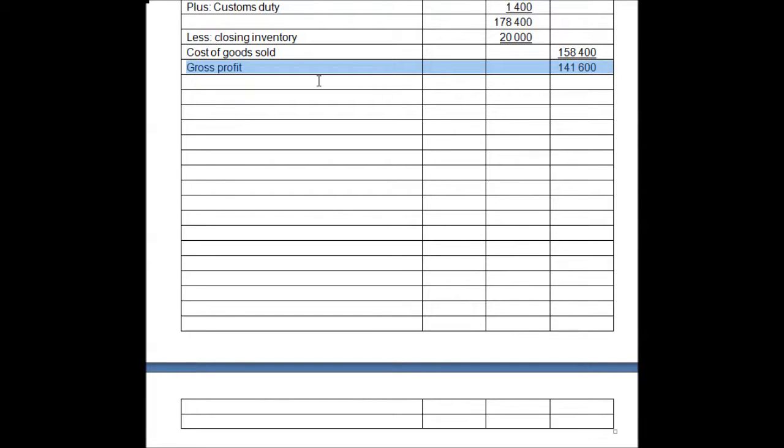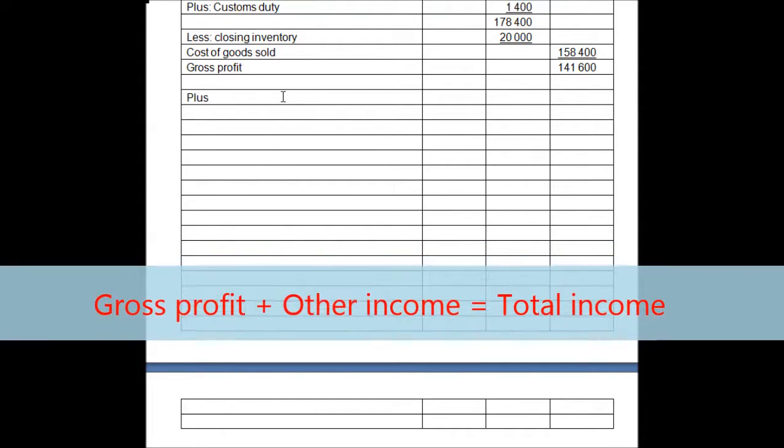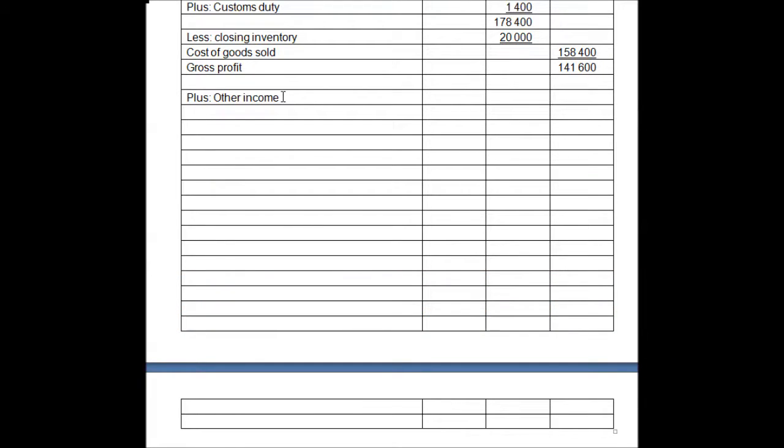Okay, so I've got my gross profit now, I need to focus on that next section, which is gross profit plus other income equals total income. So I'm going to start by going plus other income. And the only type of other income I have is interest received.